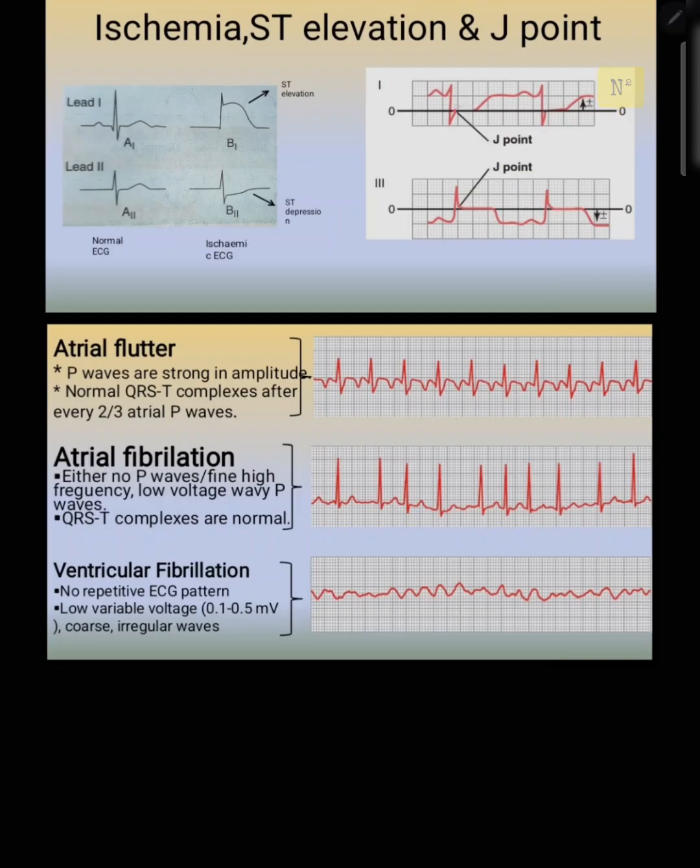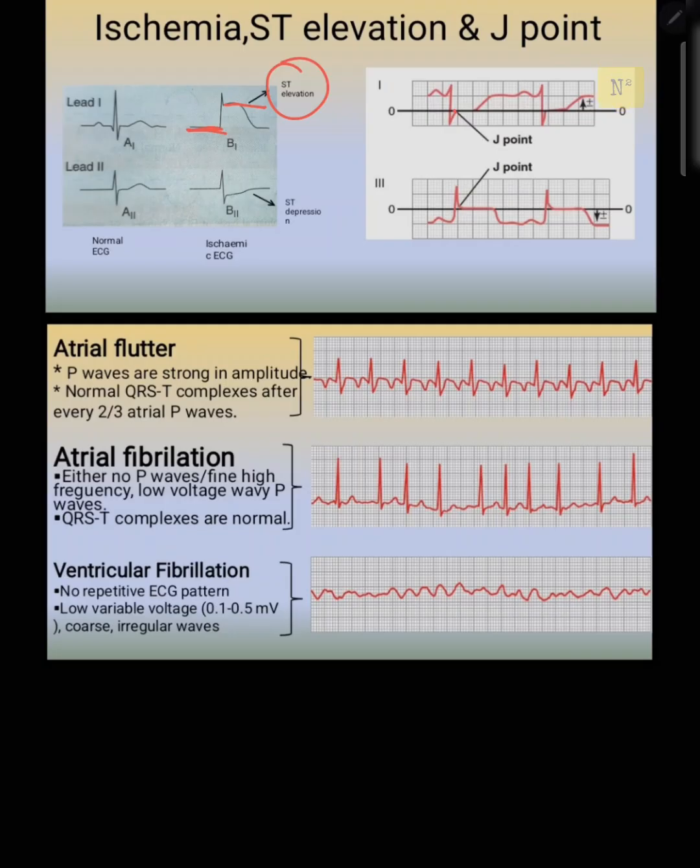Okay, if supposedly the J point is below the isoelectric line. Now I told you the isoelectric line is the line which is equipotential from positive and the negative. So if the ST segment is elevated from the isoelectric line in any curve or any lead, that's called ST elevation.